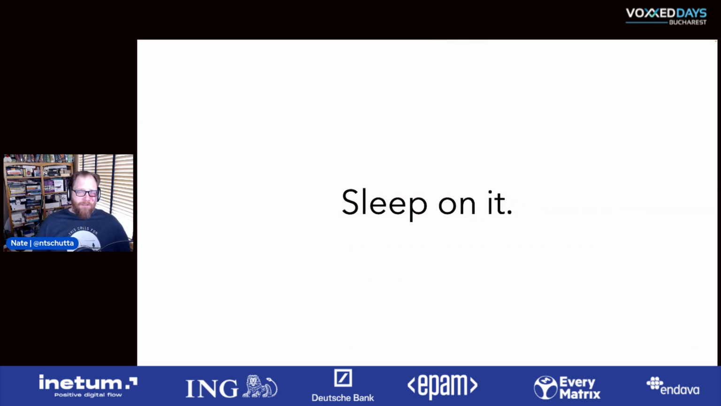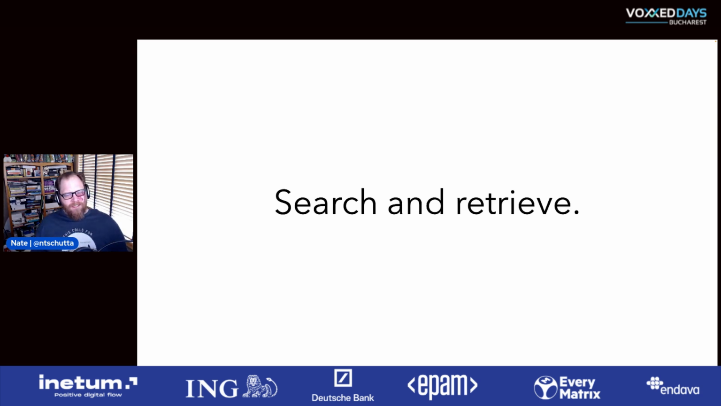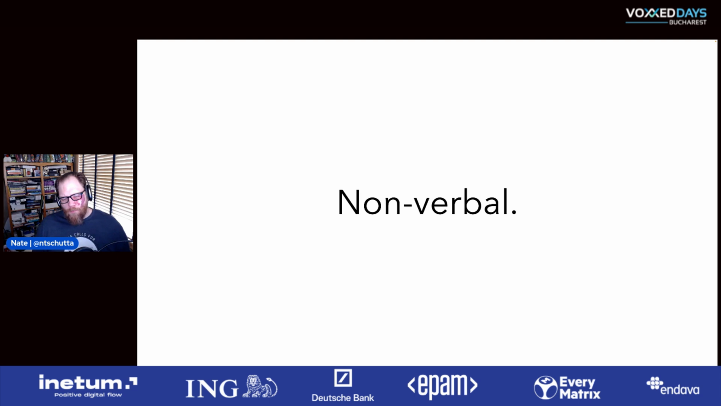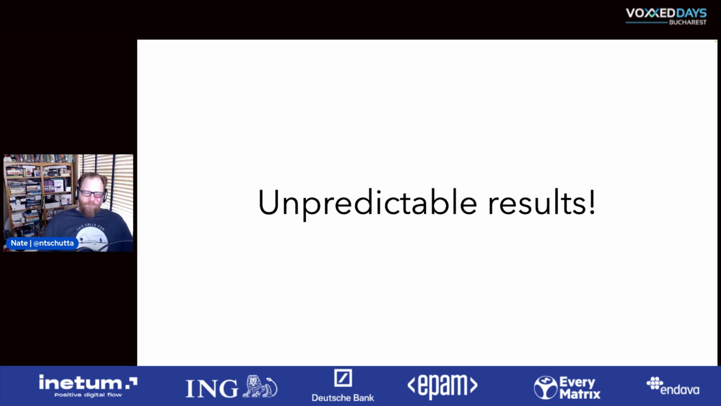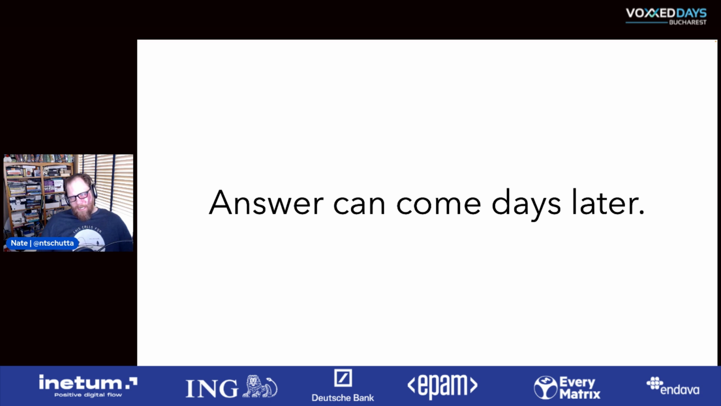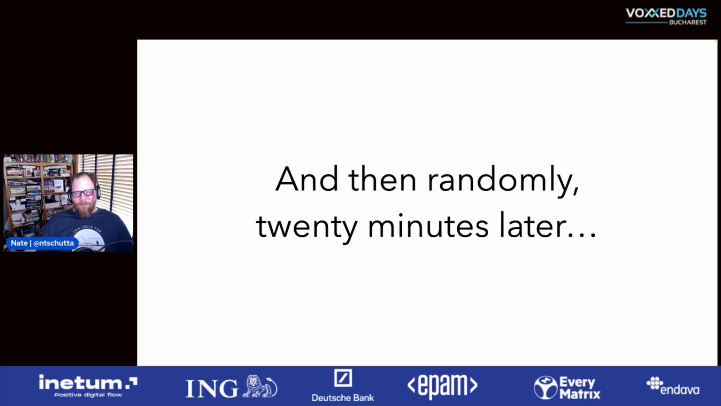And this is where we get into this notion of R mode versus L mode thinking. And some people refer to this as right brain, left brain. It's not quite that simple. It's forest versus trees. So the R mode processing is our search and retrieve. It's the nonverbal part of how our brain works. It's not directly controllable. It runs in the background and it gives us unpredictable results. So you'll often find the answer to that question comes minutes, hours, days later. If you've ever been watching a movie or a TV show and you're like, I can't place that actor. Who is that actor? And then 20 minutes later, oh yeah, it's so-and-so. That's the R mode at work.